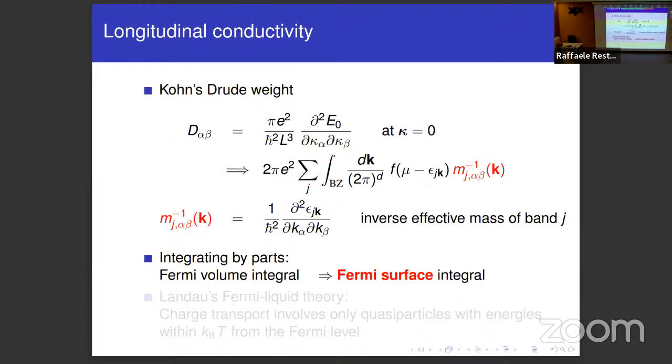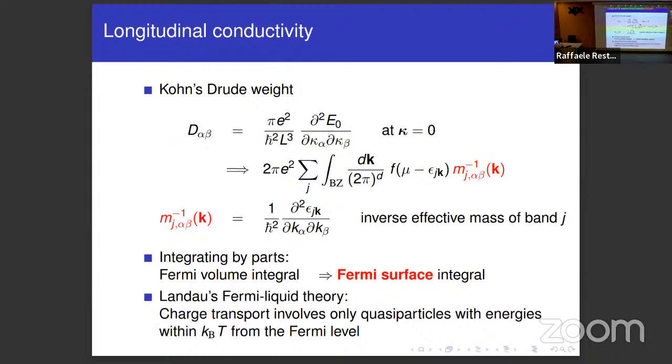If you integrate by parts, the Fermi volume integral becomes a Fermi surface integral, because you bring one of the two derivatives onto F. If F is a step function, which is one for occupied states, zero for unoccupied states, its derivative is just the delta of the Fermi surface. And this is what you know, because there is a basic tenet of Landau-Fermi liquid theory that says that charge transport only involves quasi-particles with energies within kT from the Fermi level. And so the formula integrated by parts vindicates this statement.